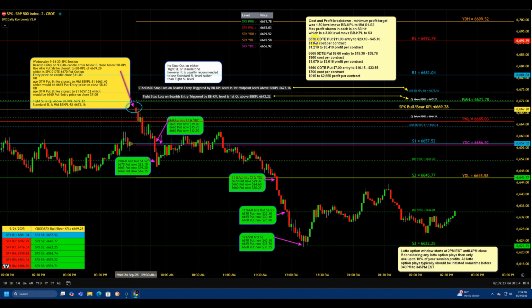So in the 6670 put, you had $11 entry price, that's $1,100 cost per contract, and then your profit ranged from $1,210 to $3,410 profit per contract. The 6665 put, the entry price was $860. That's $860 cost per contract. And then the range 1930 to 3876. That's $1,070 to $3,016 profit per contract.